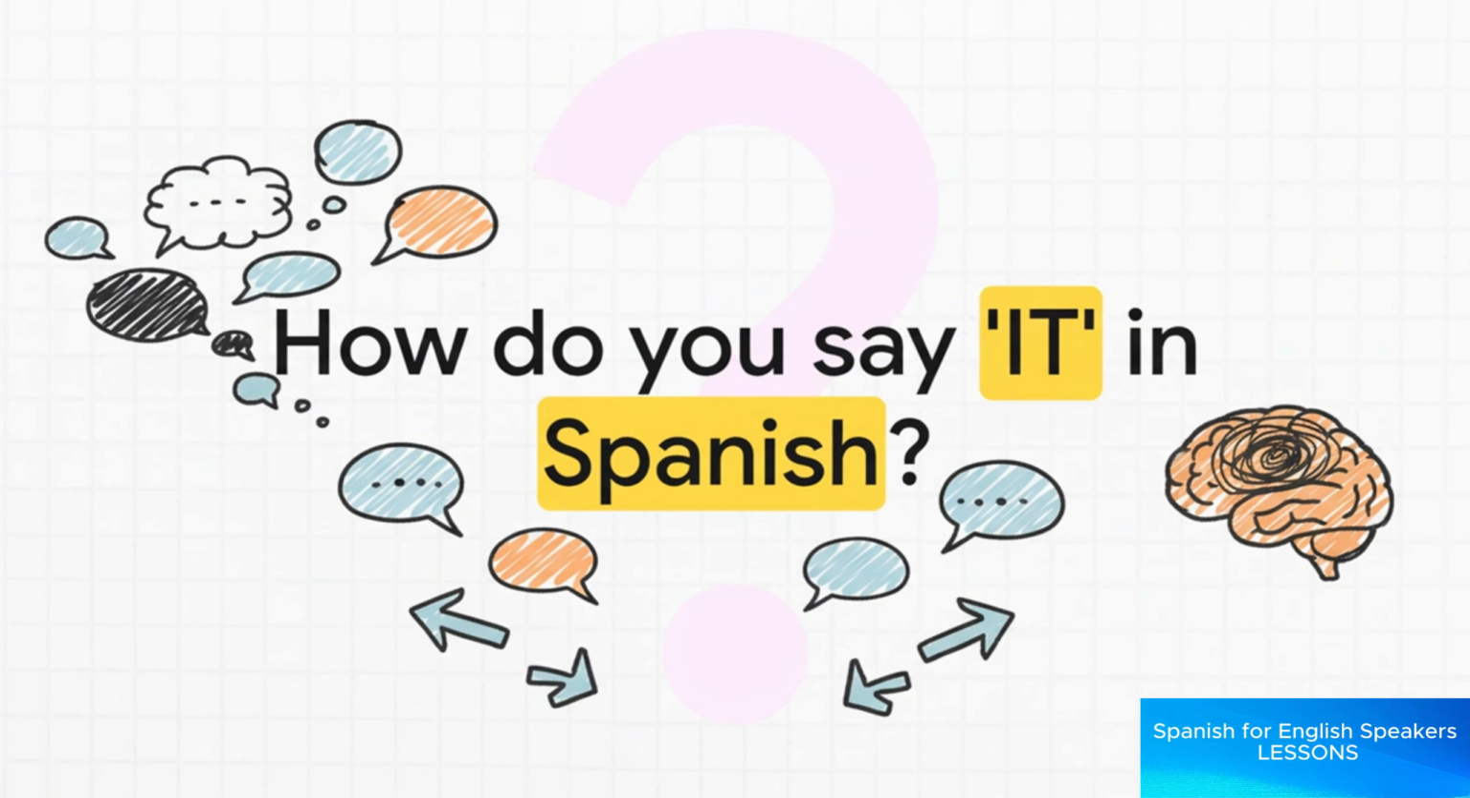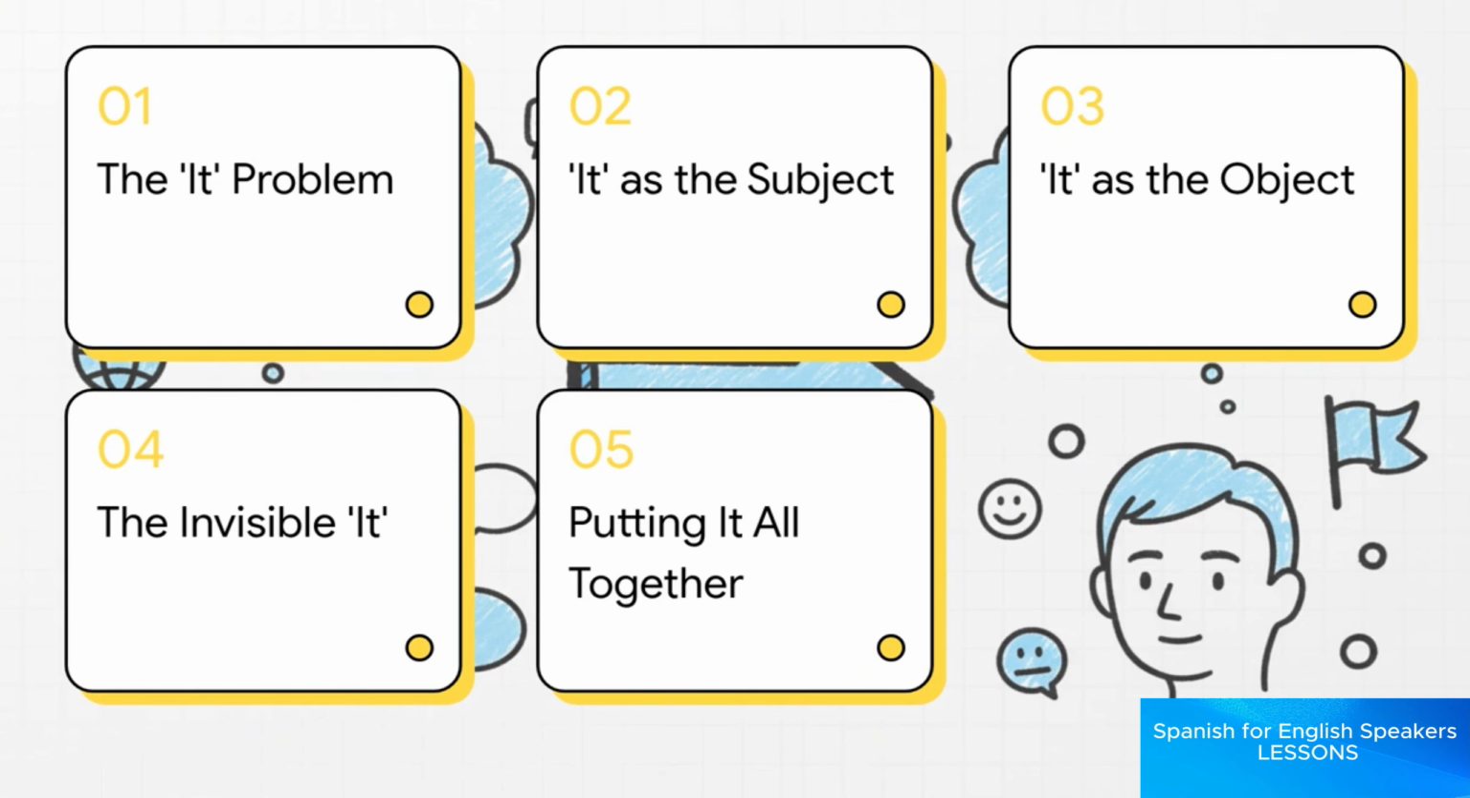Seriously, if you've ever been mid-sentence and just paused, completely frozen, not sure what word to grab, trust me, you are so not alone. This one is tricky, and the reason is, well, there's no single easy answer. But hey, don't worry, that's what we're here for. We've got a super clear roadmap to figure this all out. We're going to start by looking at why it's a problem in the first place. Then we'll break down how to use it when "it" is the subject, and then when it's the object. We'll even uncover this thing called the invisible "it." Sounds mysterious, right? And finally, we'll wrap it all up.